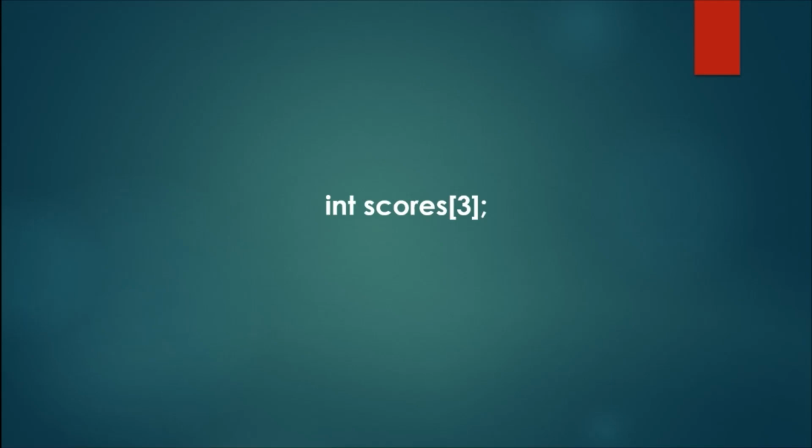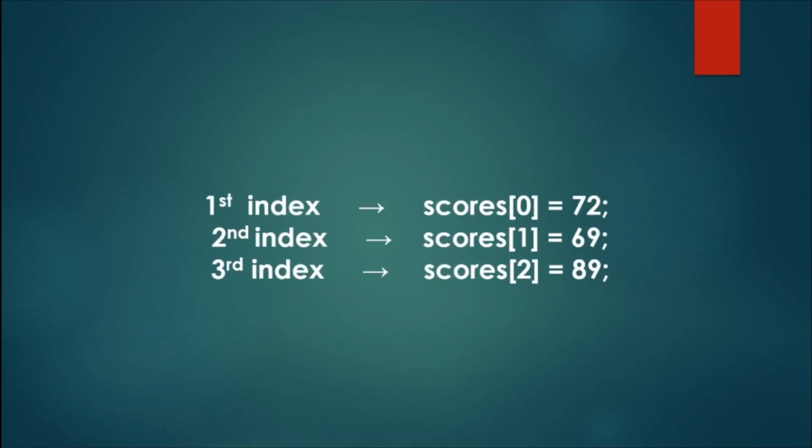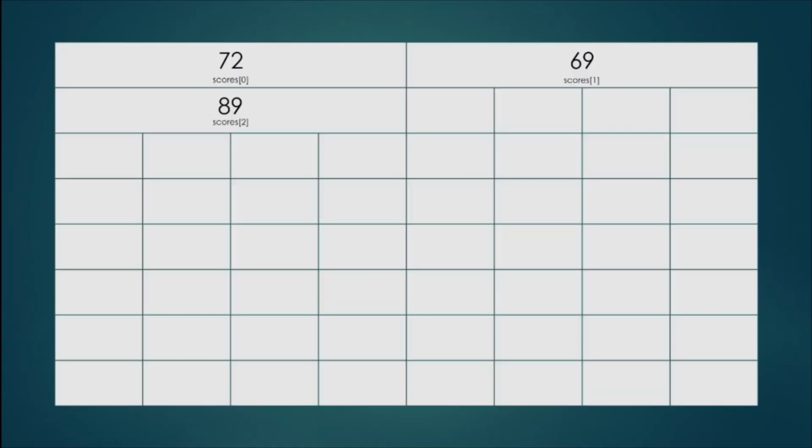We then learned how we can insert values into this array by indexing into the array's locations, and we saw that we could go to the first location or the first index of this array using scores square bracket 0, and then scores square bracket 1 to get the next, and scores square bracket 2 to get the last. We looked at how this would be represented in the computer's memory as 12 contiguous bytes, which is enough to store 3 integers that each take up 4 bytes.